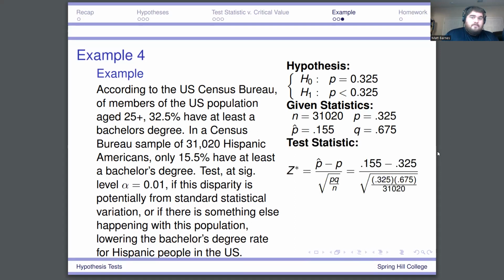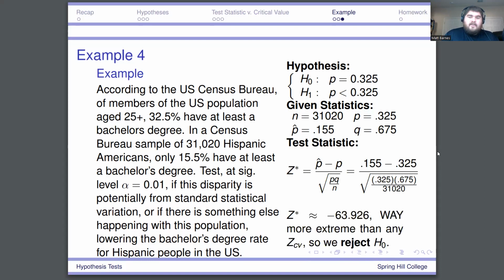Now, we have our formula, so we're going to go ahead and plug all our numbers in. Plug it in just like before, plug it into your calculator, and what you should get out is negative 63.926. Now remember, less than here, we were looking for our Z value to be less than negative 2.33.